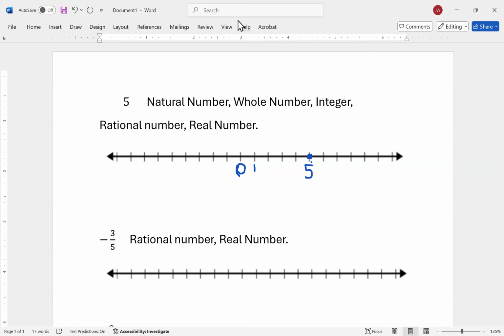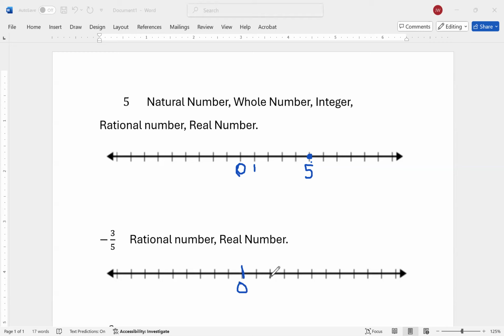Now, there's a lot of different ways to deal with this. Sometimes people will put a 0 right in the middle. Let's say we're right there. And then they'll call this a 1 and this a -1. And then -3/5 would go to the left 3/5 of a unit to the left of 0. So that's one way to go about that.